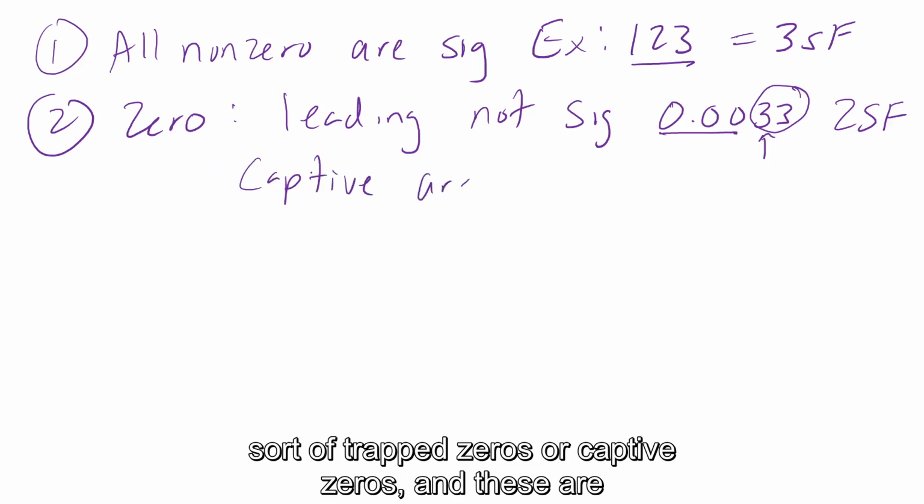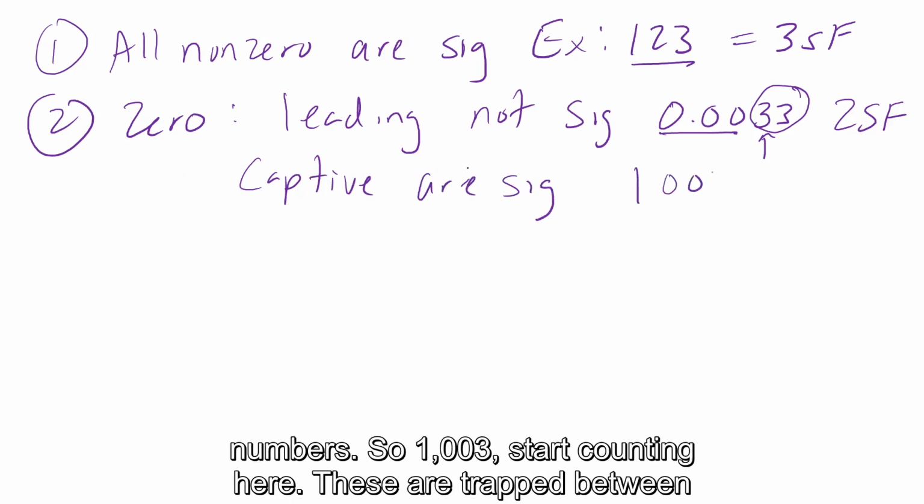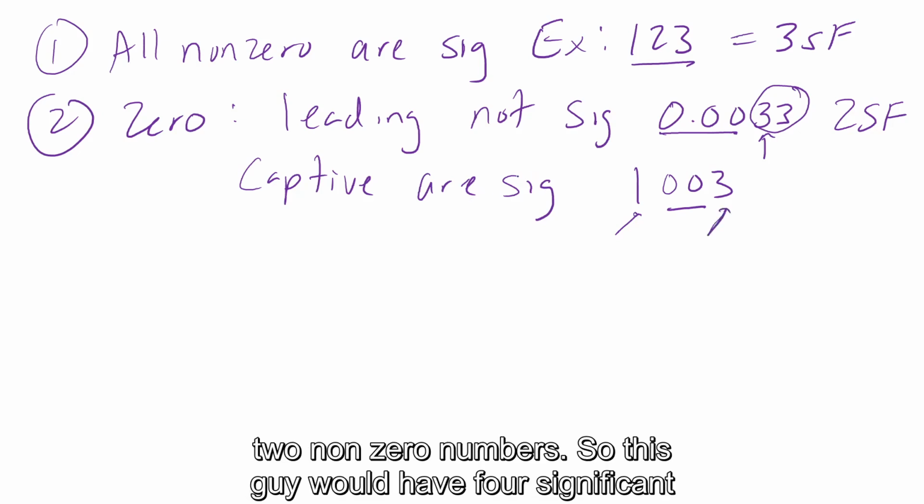And these are significant. And these are zeros, again, between two non-zero numbers. So 1, 0, 0, 3. Start counting here. These are trapped between two non-zero numbers. So this guy would have 4 significant figures.